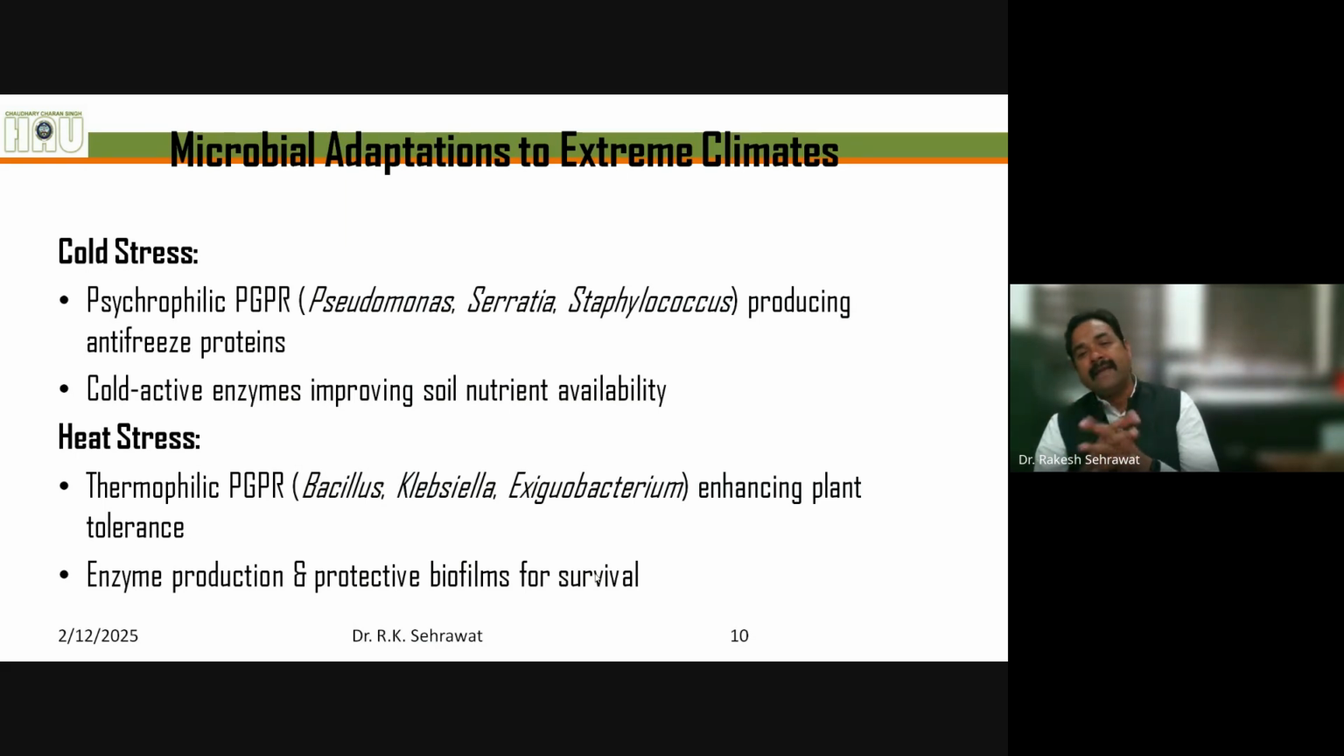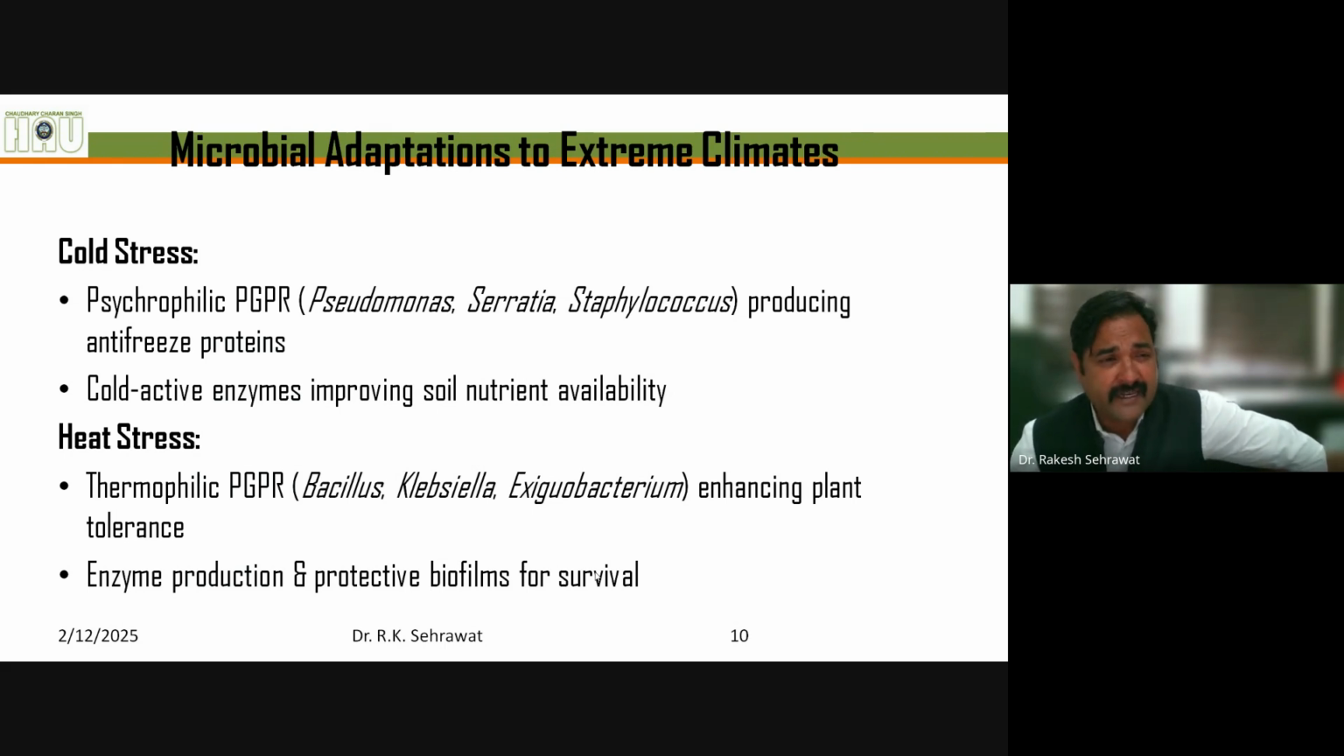Now coming to the next topic, first was the GHGs, second is the extreme temperature or the temperature fluctuations. So the microorganisms, they are already adapted to the extreme climates. As the microorganisms are ubiquitous in nature, they're found in every environment, every condition, every temperature, every pH. So we can explore this particular character.